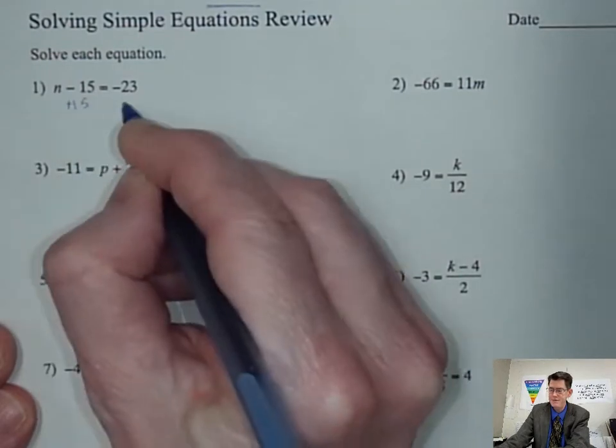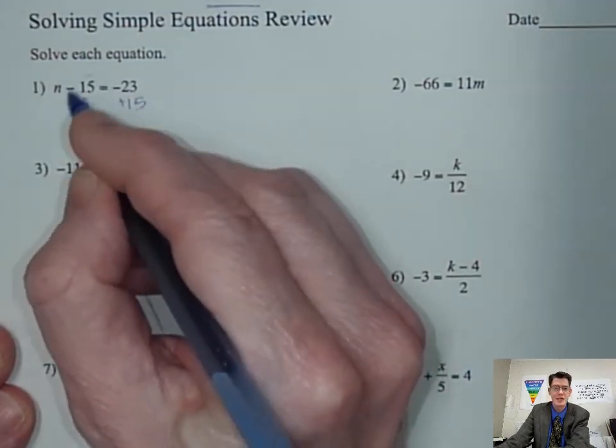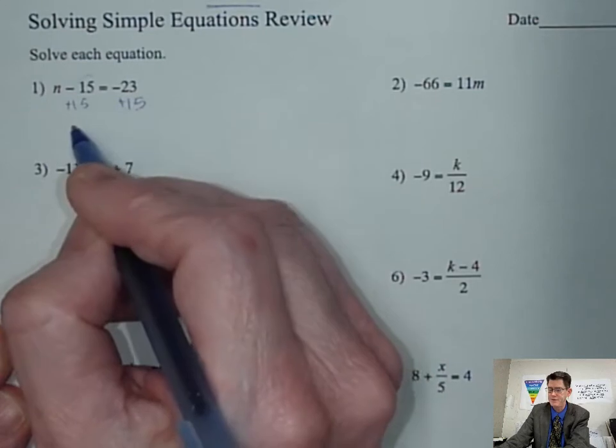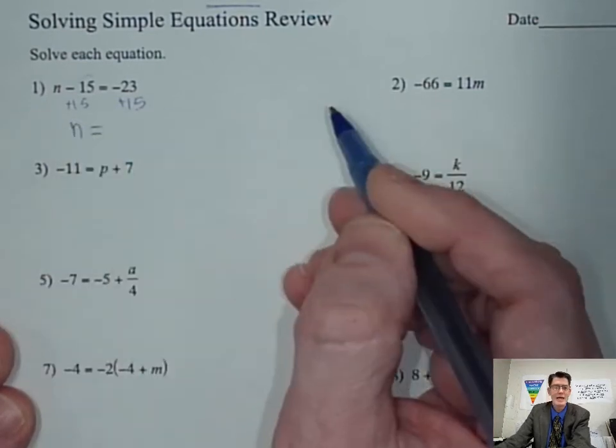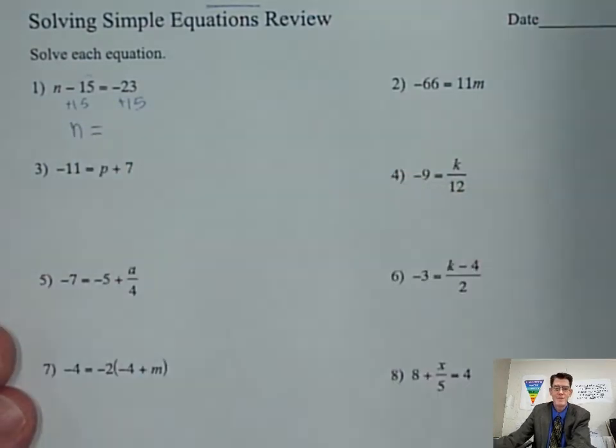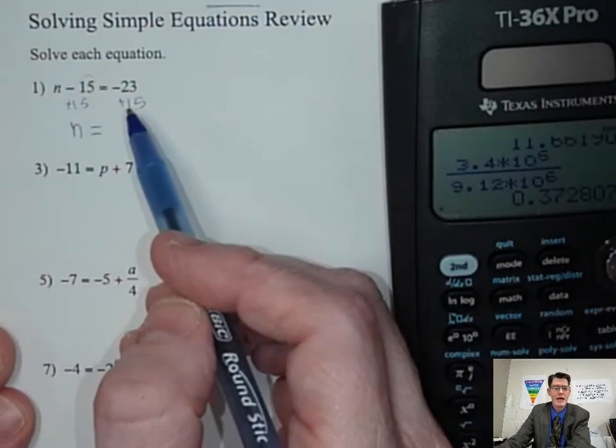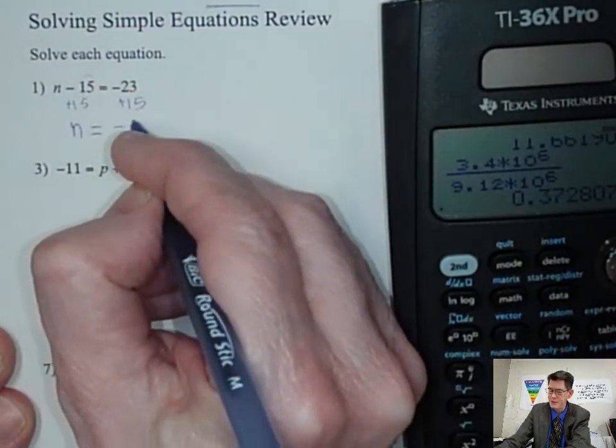So to add 15 to both sides turns this into 0. The 15 minus 15 plus 15 becomes 0, and can be written all on its own. And if you want to use a calculator, you can. Negative 23 plus 15, you end up with negative 8.